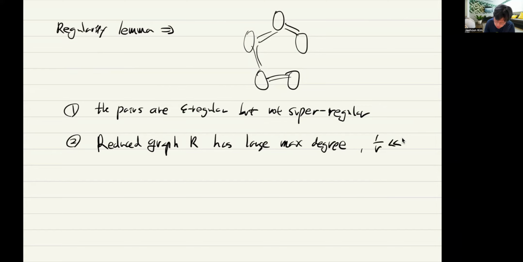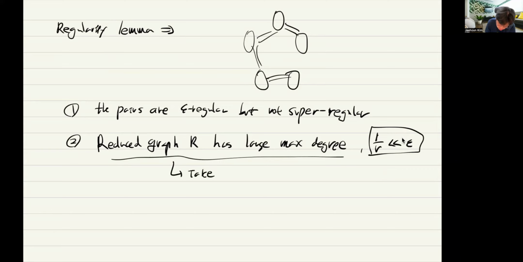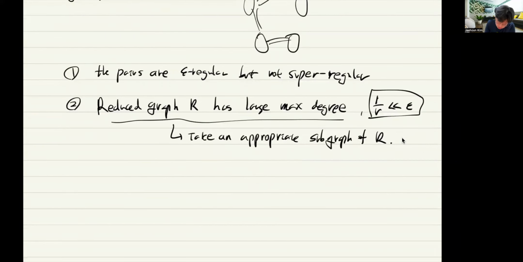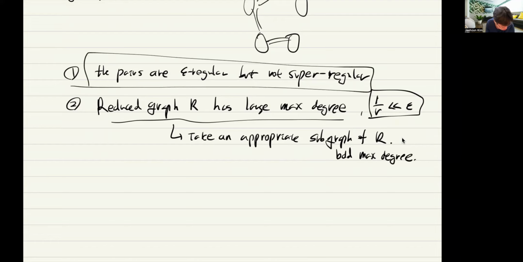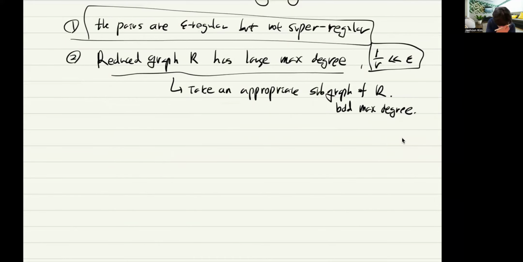And usually the number of parts is much smaller than epsilon. But this latter part is not too problematic. You can just take a subgraph of the reduced graph. So we take an appropriate subgraph of R with a bounded maximum degree. That's okay. And for the first one, we need to collect some properties.